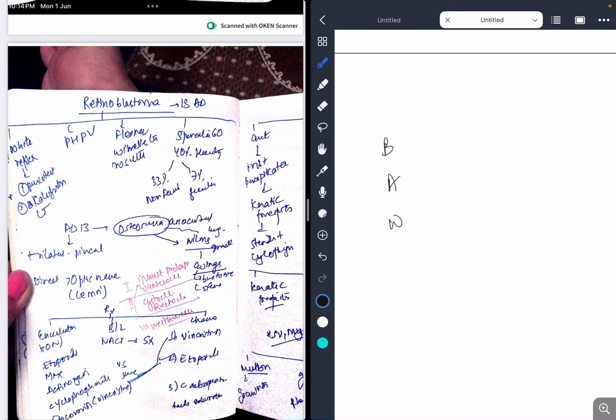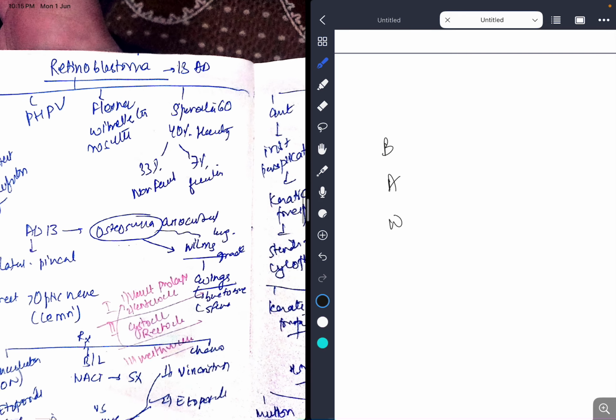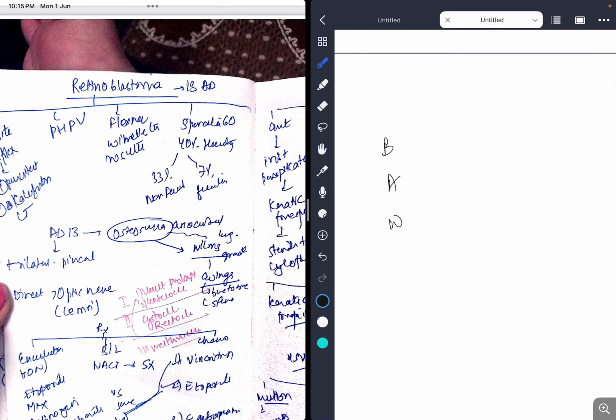Most common association of RB gene is with osteosarcoma. This is just a correlation: when we finally study all the chromosomes, we will see that Wilms and Ewings go together, and retinoblastoma and osteosarcoma go together.